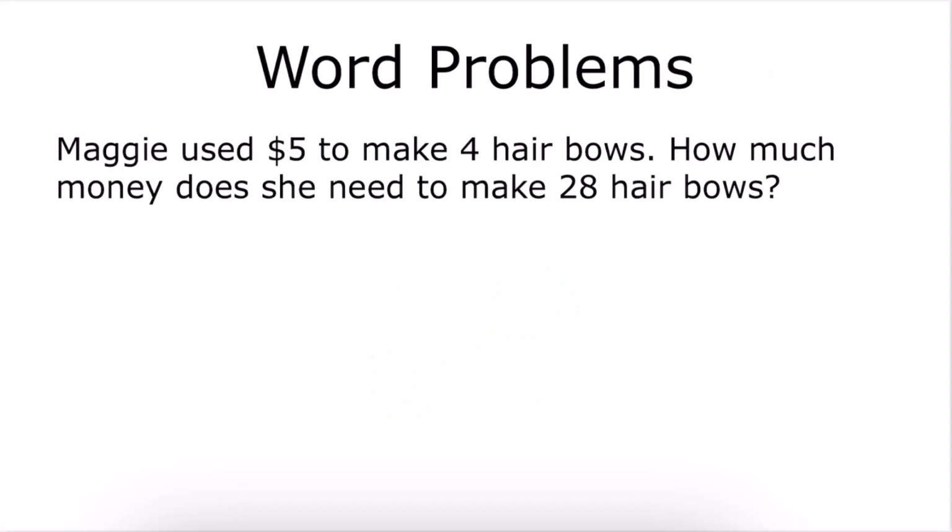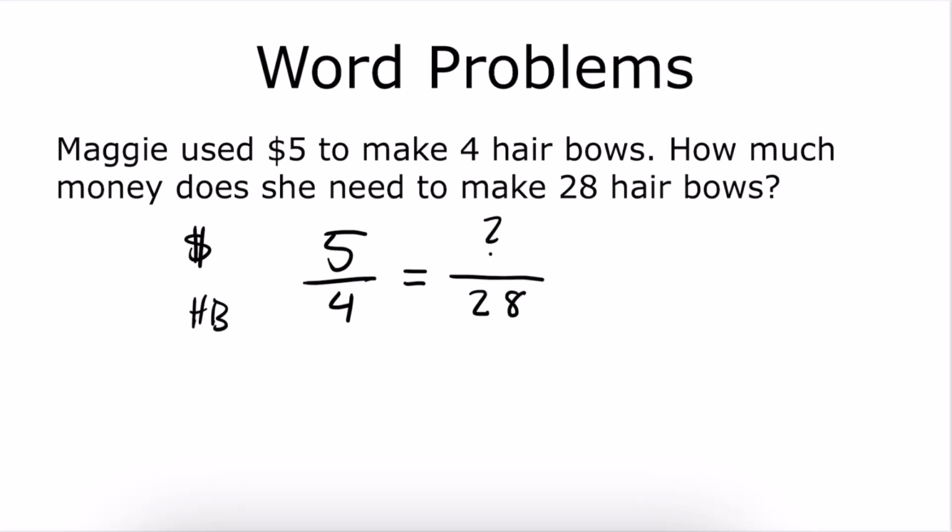So for example, let's say that Maggie used $5 to make four hair bows. And the question is how much money does she need to make 28 hair bows? So we could use a proportion to solve this because the ratio of money to the amount of hair bows she can make is 5 to 4. So this is money, this is hair bows. And this ratio is equivalent to the thing we're trying to find where she's making 28 hair bows, and we want to know how much money does she need to make.